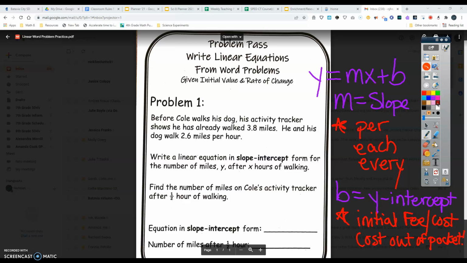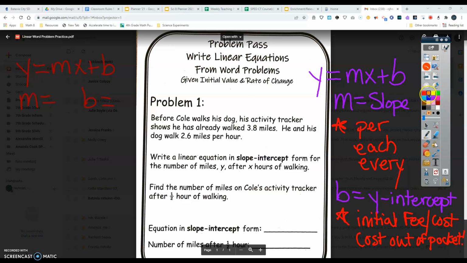Okay, so our question is problem 1. Before Cole walks his dog, his activity tracker shows he has already walked 3.8 miles. He and his dog walk 2.6 miles per hour. So I have y equals mx plus b, no matter how I look at it, because this is what my equation is going to look like. What is my m? And what is my b? Well, we said it's initial value, initial fee. What do we see here that could show that?